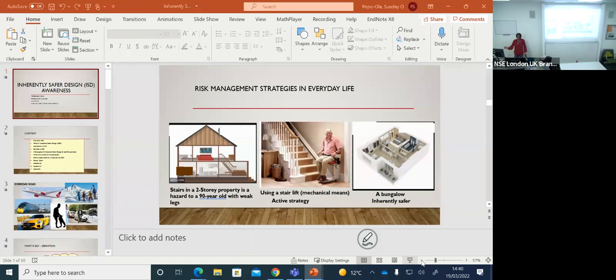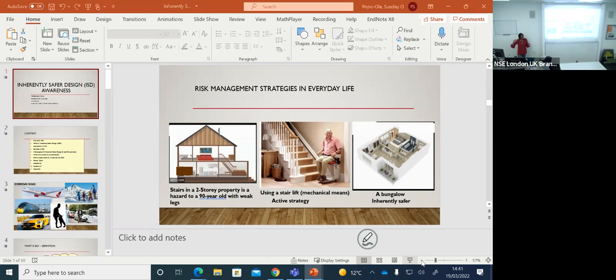So the active strategy is the mechanical means, the stair lift, and the bungalow is inherently safer design because we removed the stairs. Now, when I talked about that strategy, I said spatial, passive, active, and procedural. Active is any strategy you use that moves, that helps you to keep things safe. On a facility like oil and gas, we have our alarms, fire and gas detectors, shutdown facilities, all those mechanical devices that help us to keep the facility safe. That moves, that is our active. So in this case, the stair lift moves, protects granddad, that's our active one.